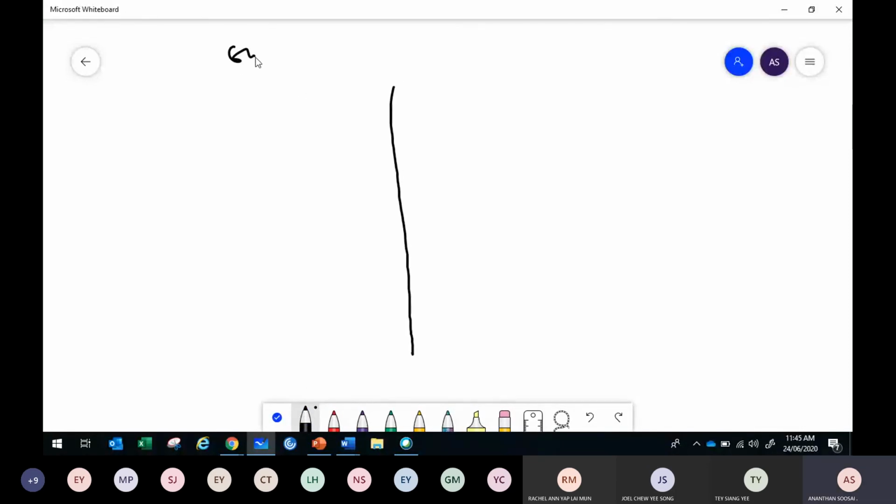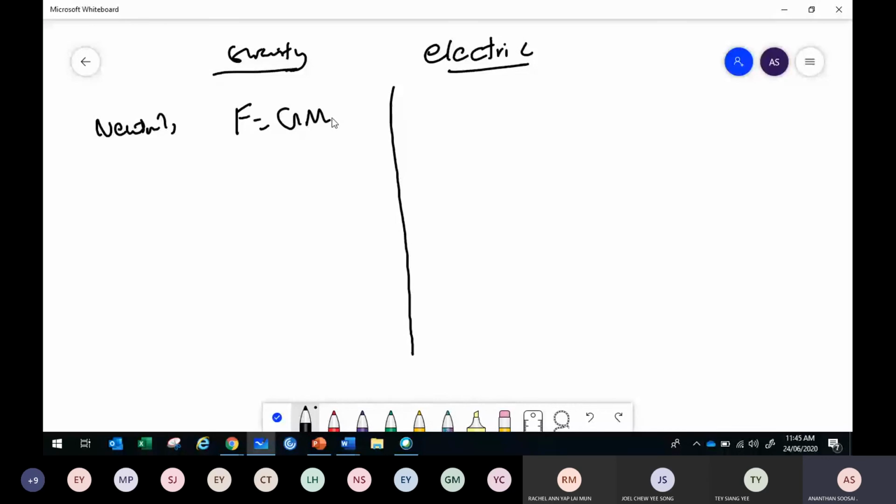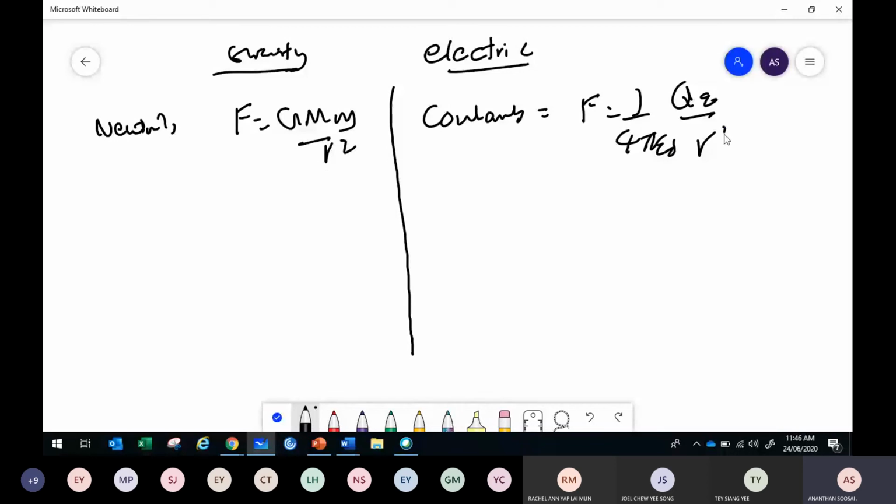For the case of gravity and electric, you see the similarity. Newton's law says F equals Gmm over R squared. Coulomb says F equals 1 over 4 pi epsilon naught Q Q over R squared.